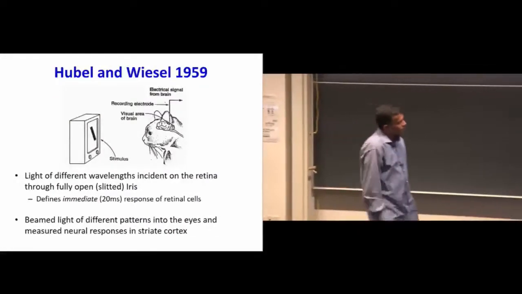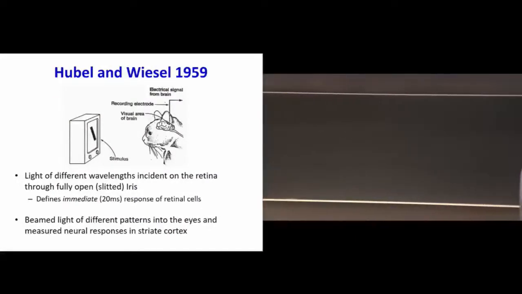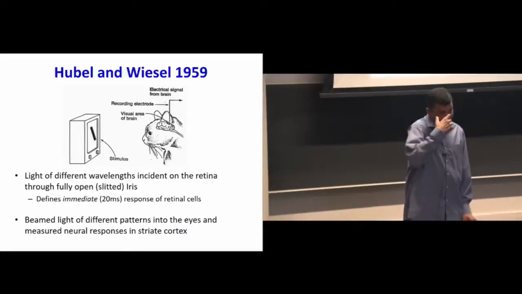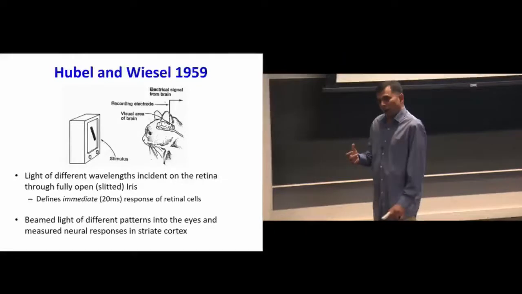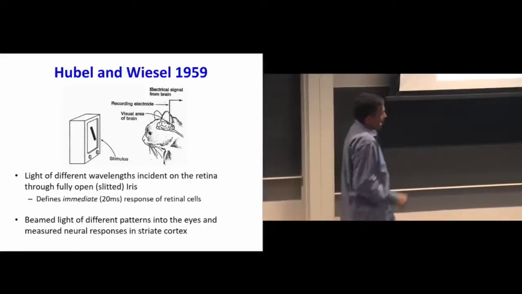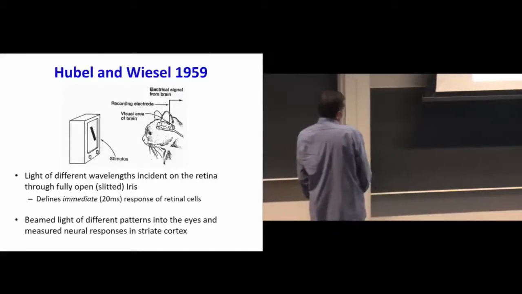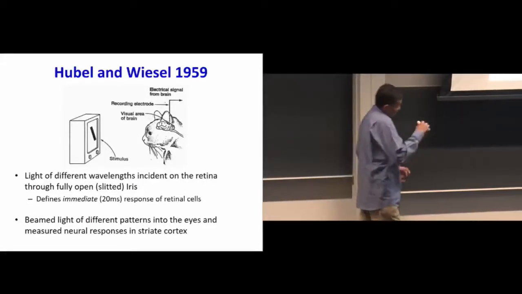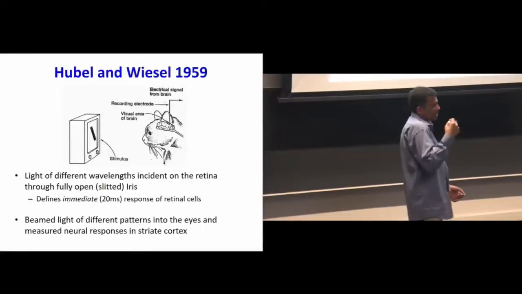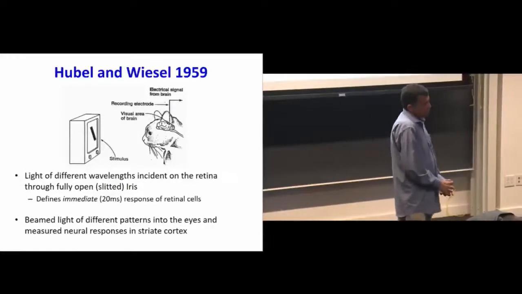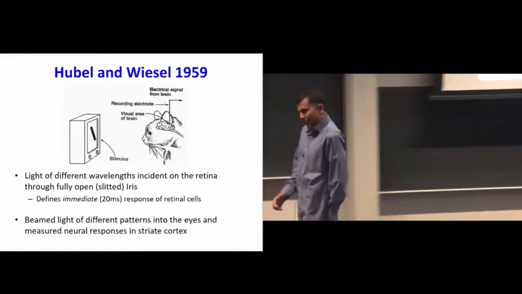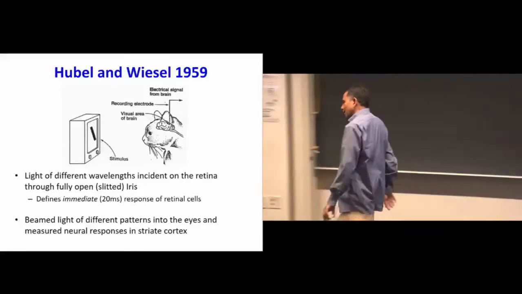So here's what they did. They take these poor cats, tape them down, and tape their eyes open. Mind you, these are anesthetized cats. They beam lights of different wavelengths on their retina through their fully open slitted iris. What they were actually measuring was the immediate retinal response, 20 milliseconds. They'd beam lights of different patterns through the eyes and try to see exactly how the cat responded.